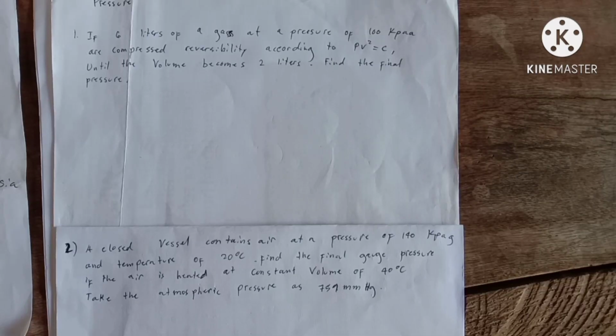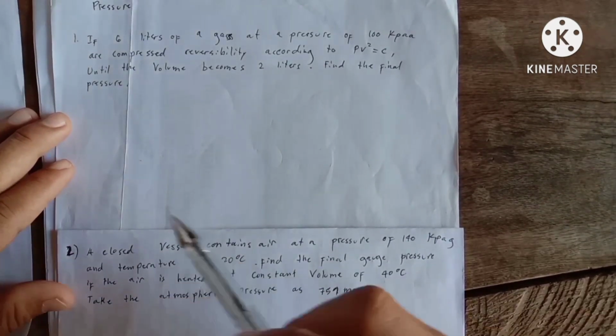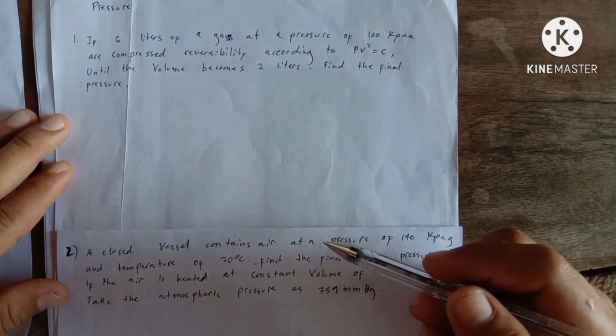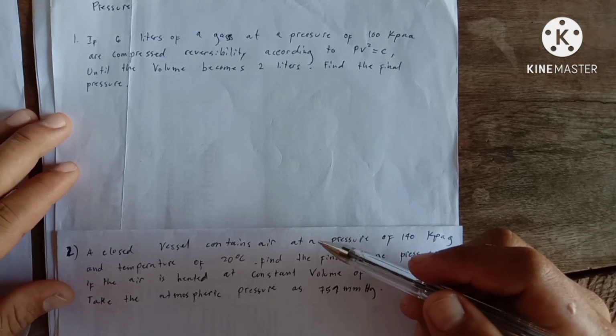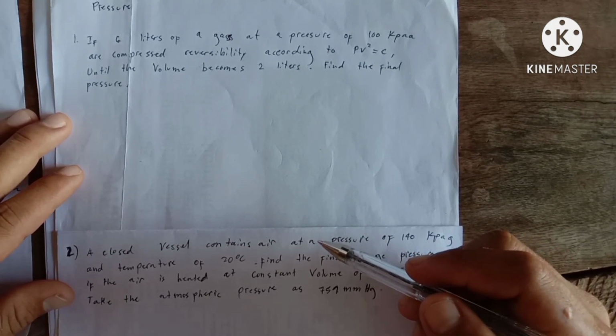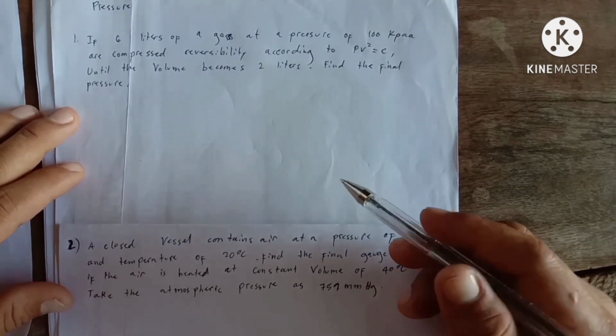So next, about the pressure. Problem number 1. If 6 liters of gas at a pressure of 100 kPa are compressed reversibly according to PV squared equals C until the volume becomes 2 liters, find the final pressure.